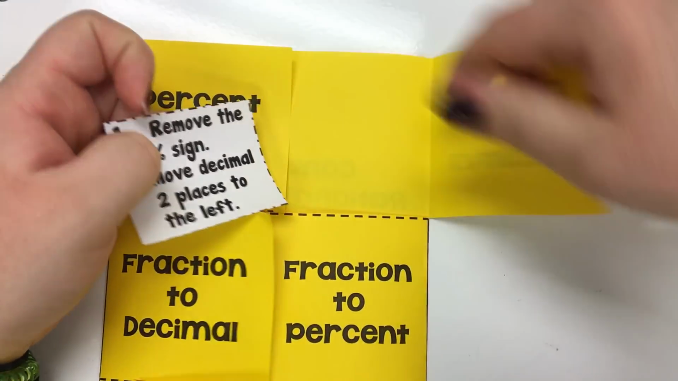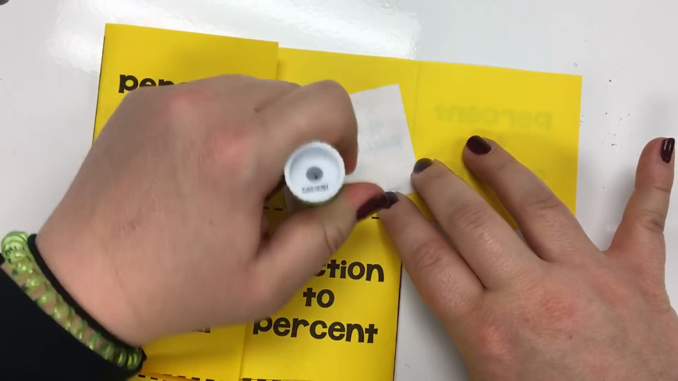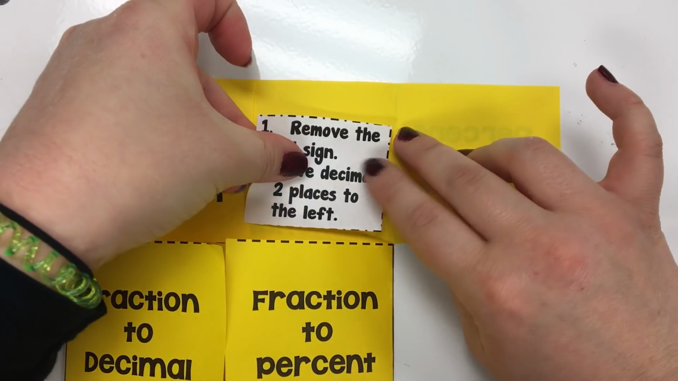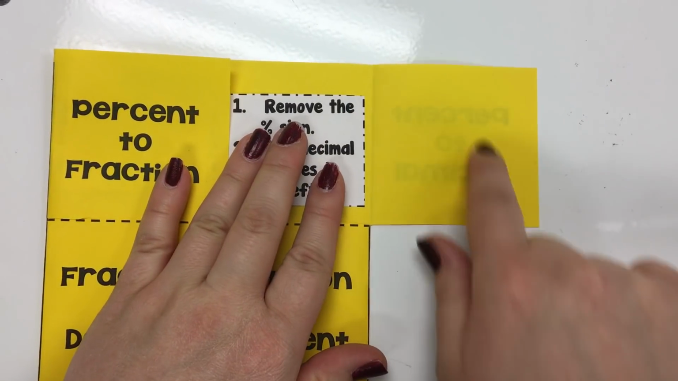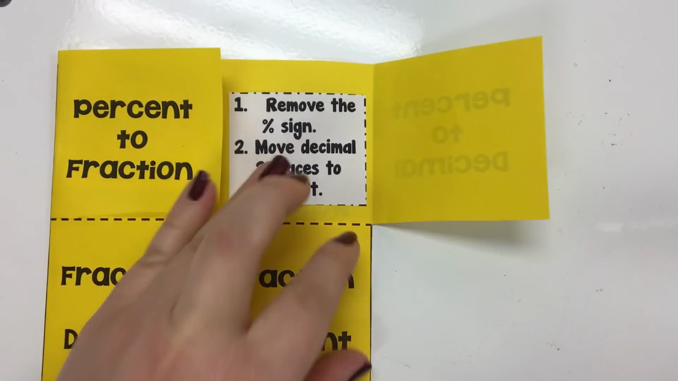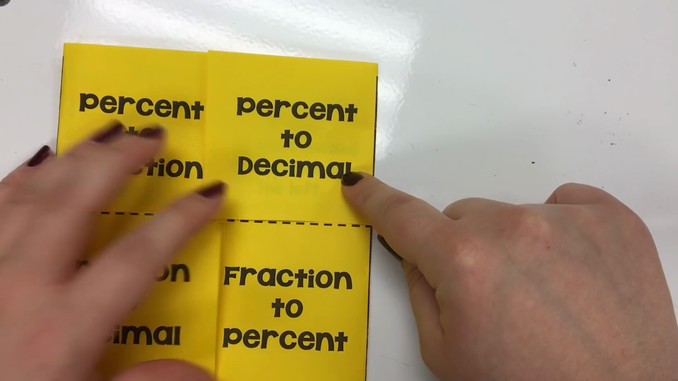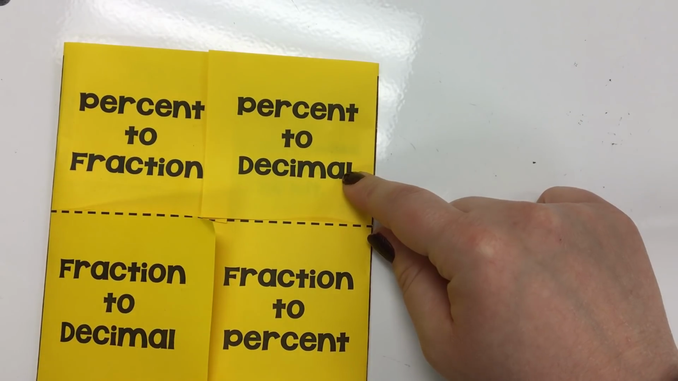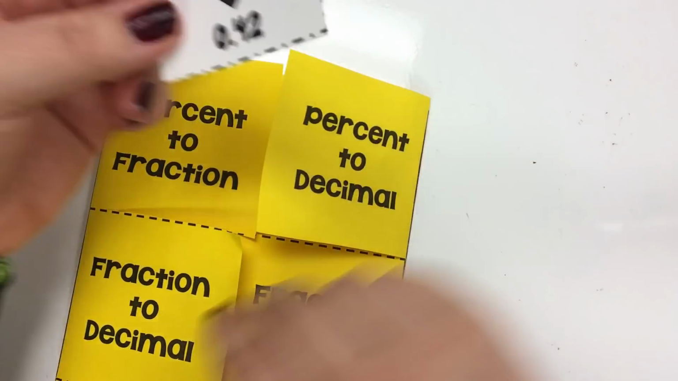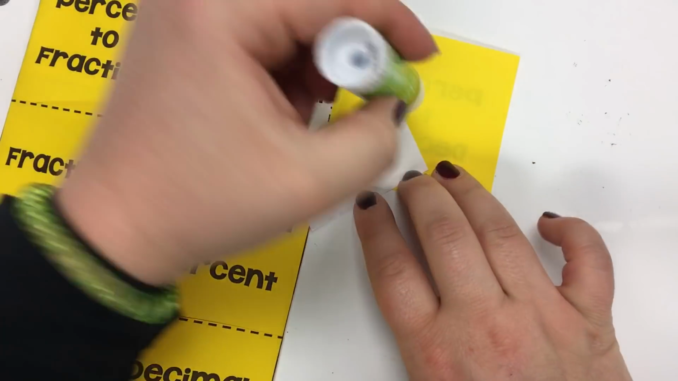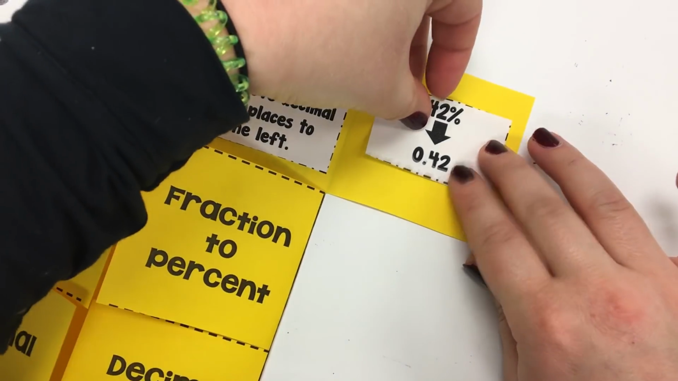And then you'll just want to paste it on the inside back cover. And then on the inside of the flap, you're going to want to paste the example. So you're looking for the example that starts as a percent and ends at a decimal. That should look like this right here. 42% in decimal form is 0.42. So you can go ahead and paste that on the inside.